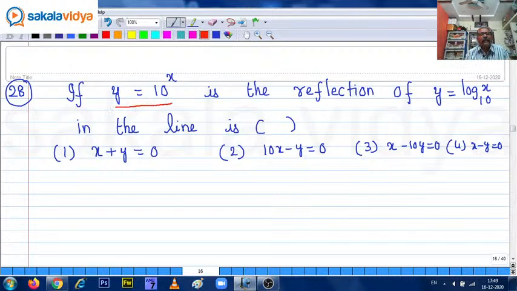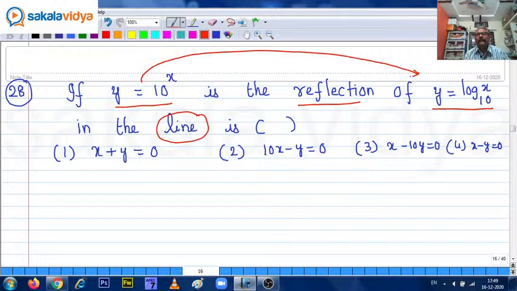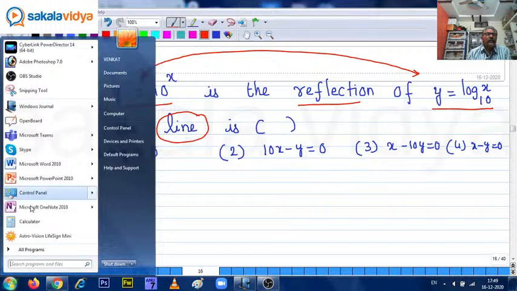So y is equal to 10 power x is the reflection of y is equal to log x to the base 10 in the line. That means with respect to which line both the curves are inverse functions. Both the functions are inverse functions. So that means actually we need to find the line of symmetry in this case. So observe, we need to draw the graphs for this one.